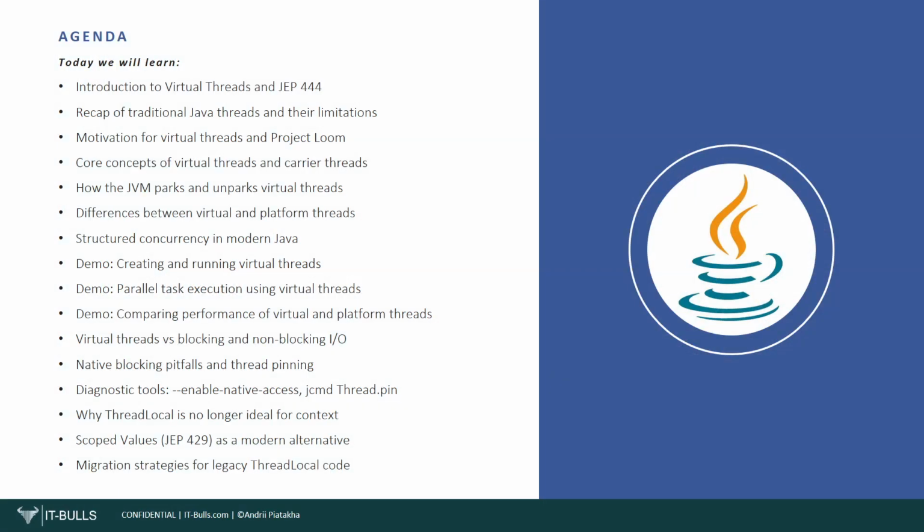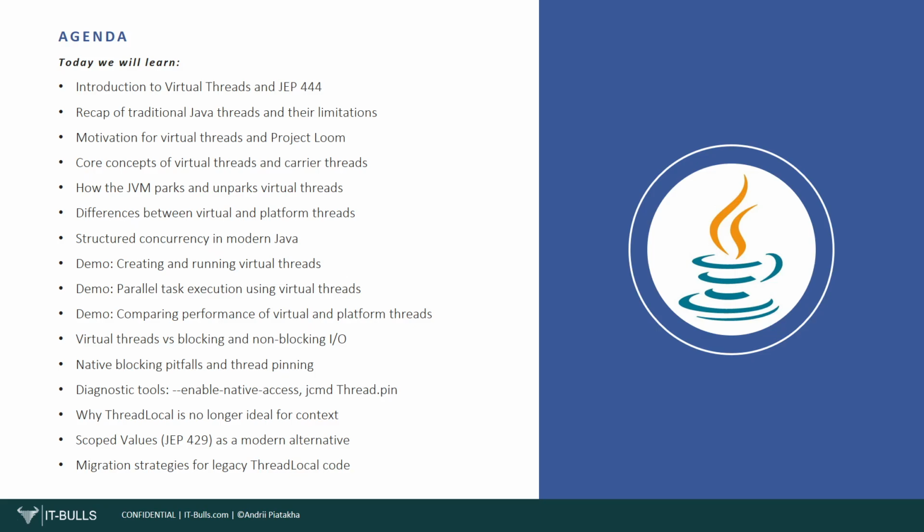So here's what we'll be covering in today's lesson on virtual threads in Java. We'll start by introducing the concept of virtual threads and briefly talk about JEP 444, which made them a stable feature in Java 21. After that, I'll walk you through a quick recap of traditional Java threads, just to highlight their limitations and why we needed a better concurrency model. Then we'll move on to the motivation behind virtual threads and the broader goals of Project Loom.